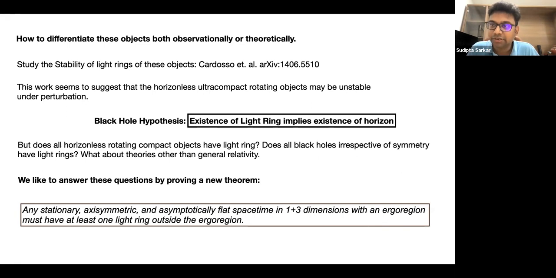It will turn out, and there are many works going on, that if there is a horizon, the outside light ring will be an unstable light ring. But if there is no horizon, the boundary conditions will require one of the light rings to be a stable light ring. Stable light ring means a minimum of the potential.